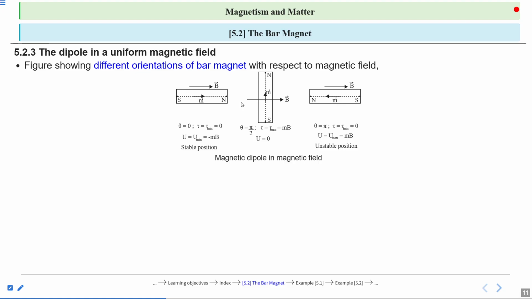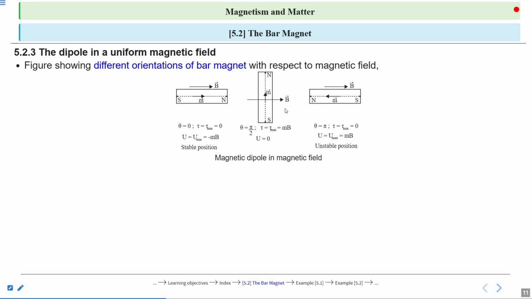Torque is minimum at two orientations, when the magnetic moment is parallel or anti-parallel to the magnetic field. So torque minimum will be equal to 0. But potential energy here will not be minimum. Potential energy here will be maximum because of the formula minus mB cos theta.